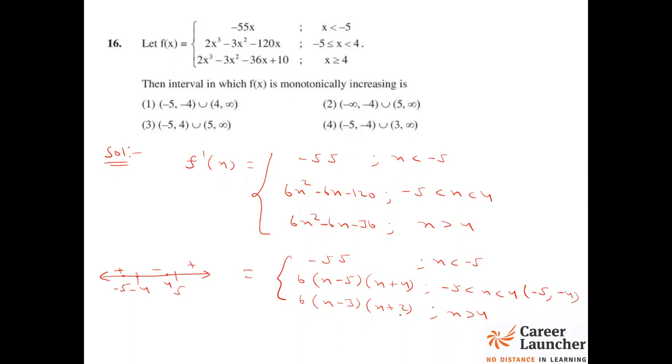And from 4 to infinity, if you apply the wavy curve for this, the points will be -2 and 3, plus, minus, plus. So positive from 3 to infinity. So it will be from 4 to infinity. From the first one, there will be no possibility. So the final answer will be the union of all these intervals, which is -5, comma -4, union 4, comma infinity. So option 1 will be the answer for this.